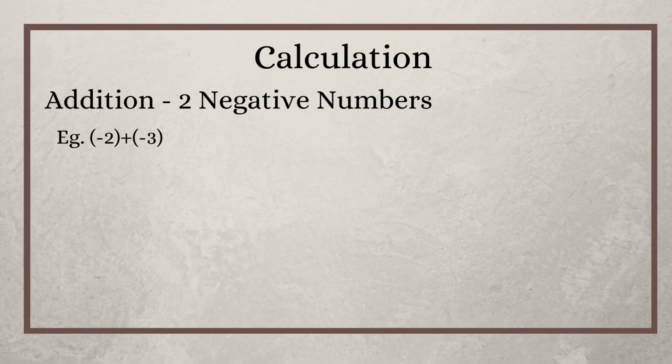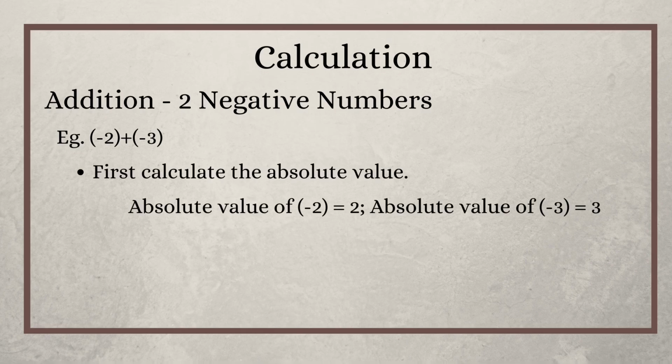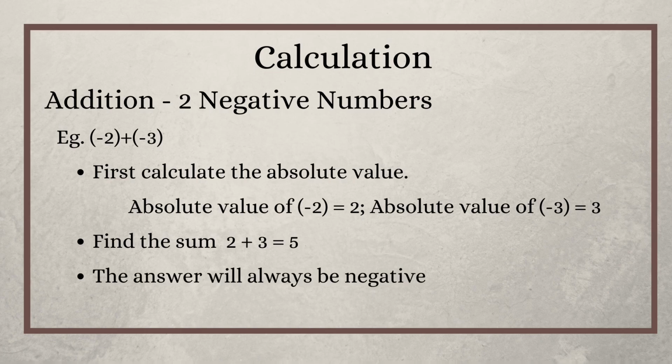Let's check out the calculation. First, find out the absolute values. So the absolute value of -2 is 2 and that of -3 is 3. Next, find the sum. Here, 2 plus 3 is 5. The answer is always negative. -2 plus -3 is equal to -5.